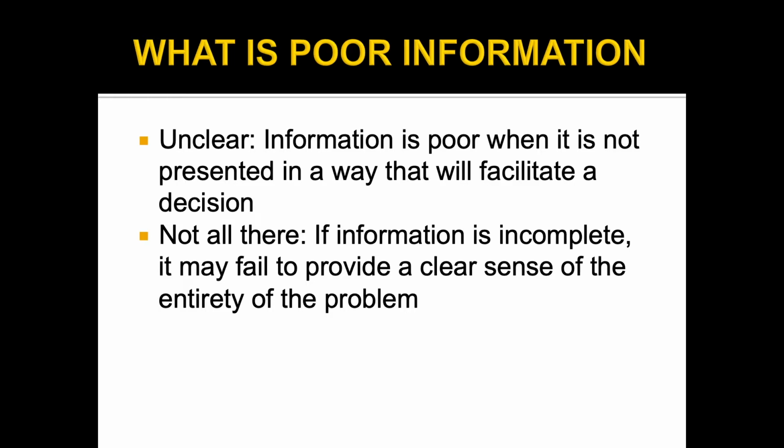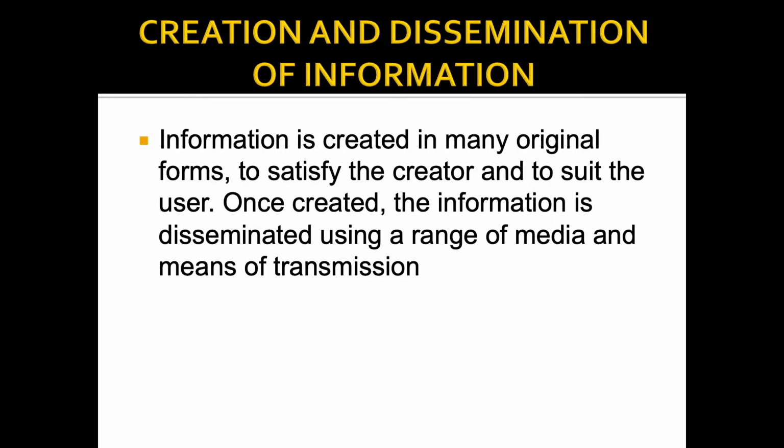Number three, unclear. Information is poor when it is not presented in a way that will facilitate a decision. So, to make a decision, you must have clear information. Number four, not all there. If information is incomplete, it may fail to provide a clear sense of the entirety of the problem.